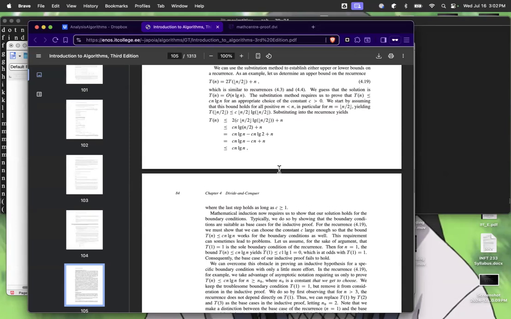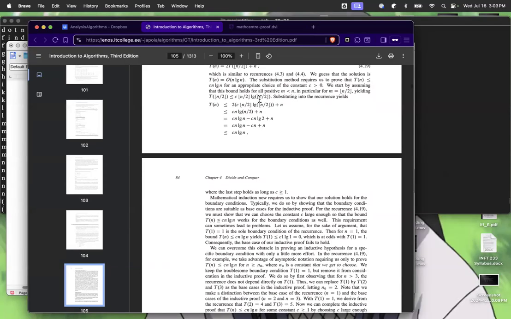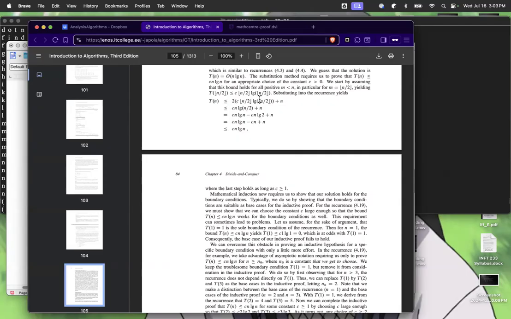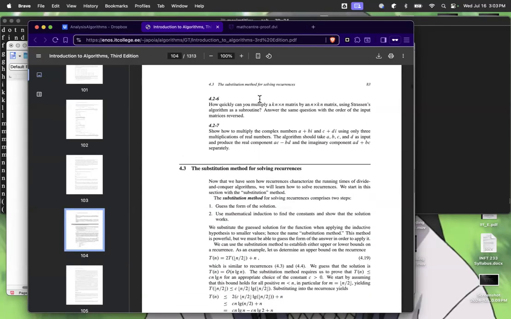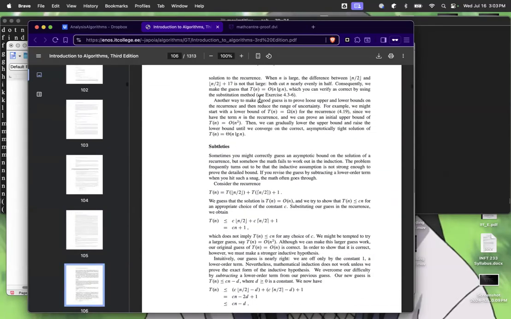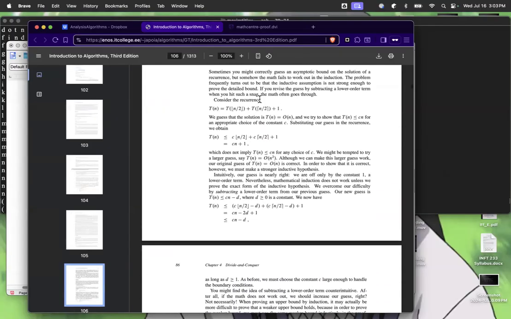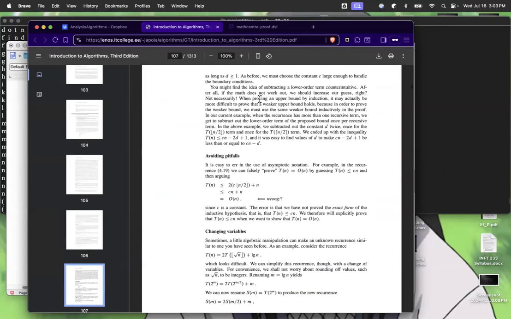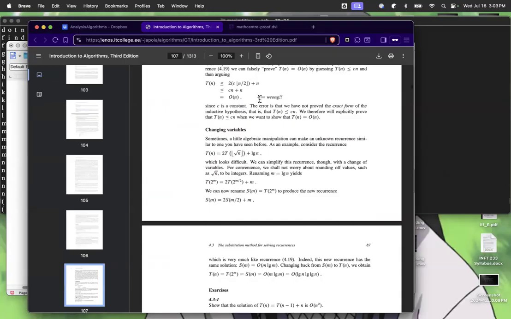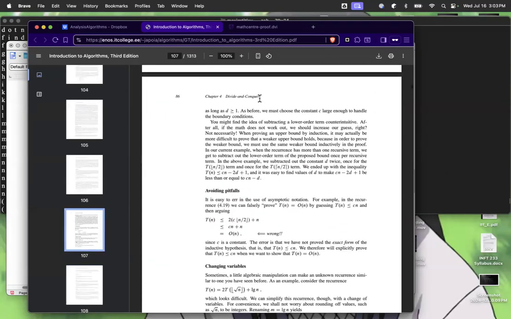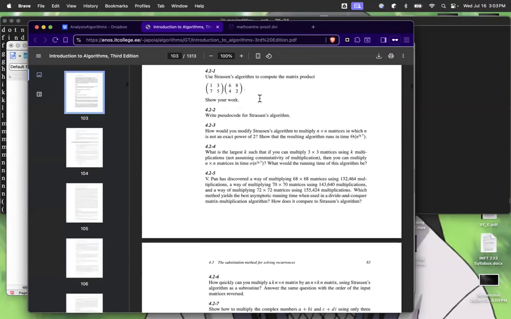As an example, let us determine an upper bound on the recurrence T of n equals 2T of the floor of n over 2 plus n, which is similar to the recurrences in 4.3 and 4.4. Okay, so 4.3 and 4.4.